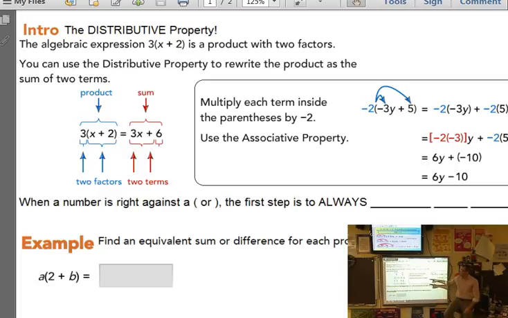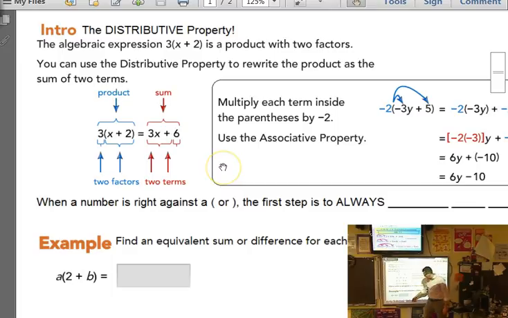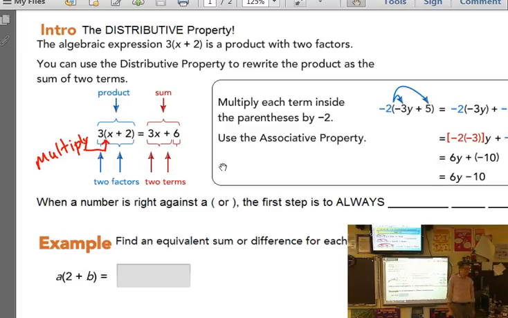So when we have a value on the outside of a parentheses, right up against the parentheses, that is telling you to multiply. I advise you to make a note. This right here tells me to multiply when a number is right up against a parentheses. Anytime a number is right against a parentheses.